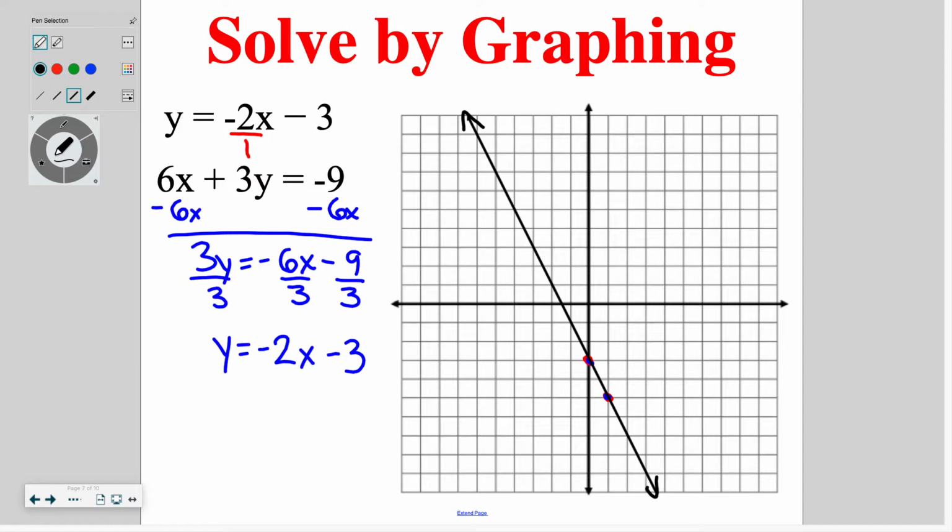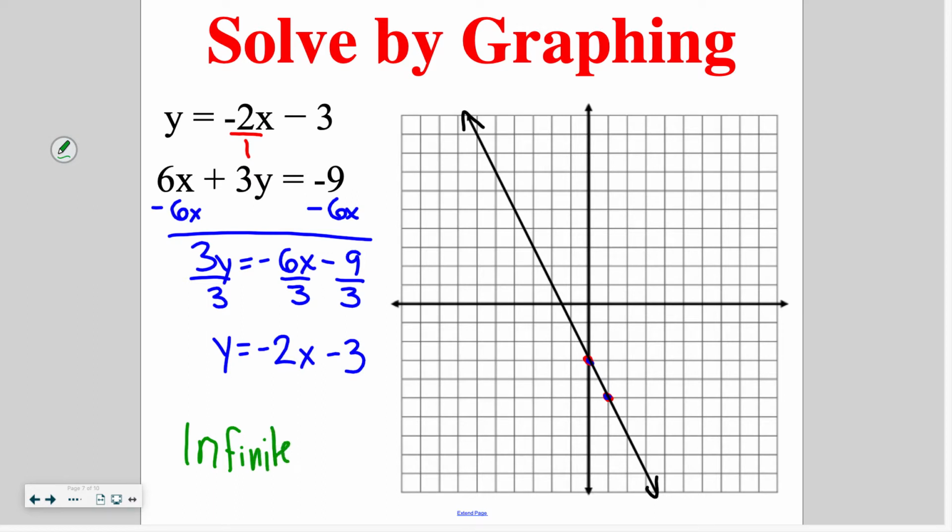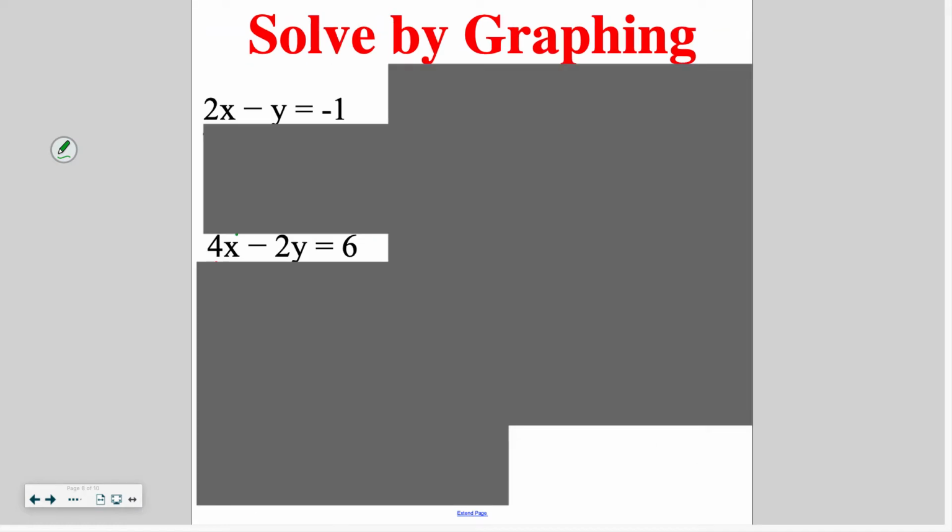Because every single time we touch this black line, we're touching points that would solve the first equation and touching points that would solve the second equation. So this one would be infinitely many solutions because it's the exact same line, the same slope with the same y-intercept, two different equations. Go ahead and try this one on your own.